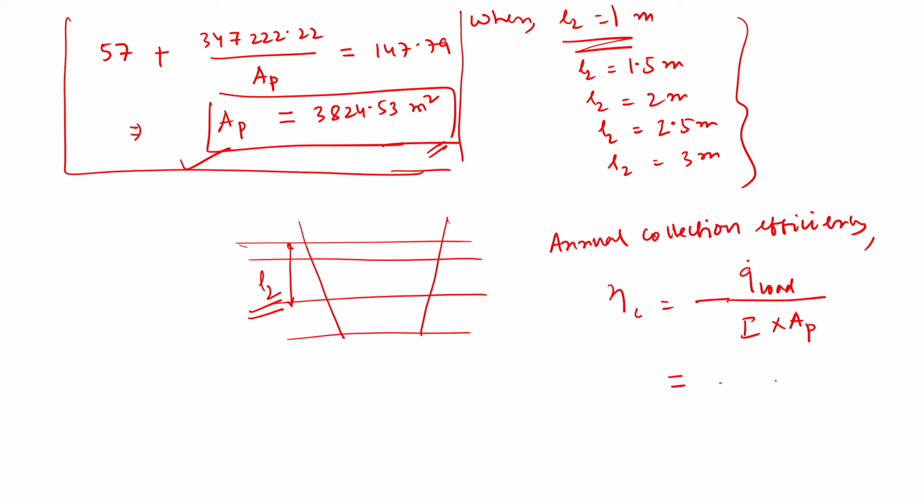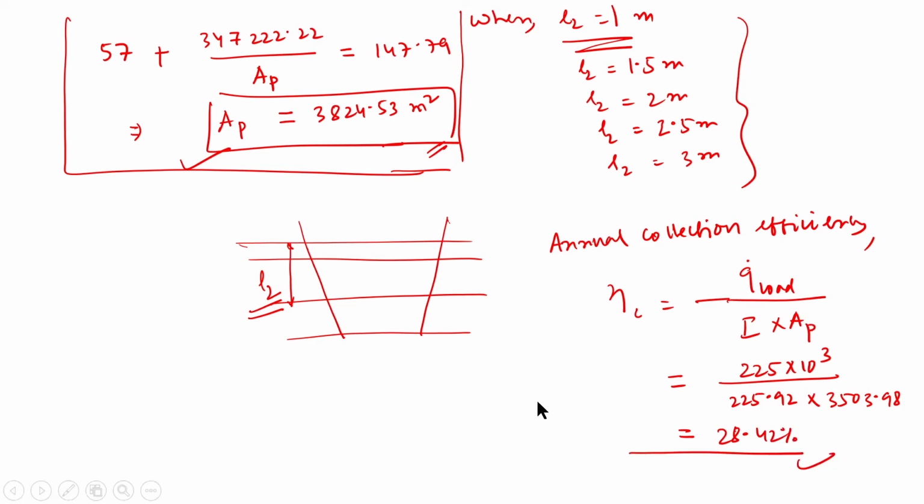Okay. Since we know the optimum values, maybe any values we can take, maybe for L equal to 1 or 2 or maybe 3, then we can see what will be the value of annual collection efficiency. Okay. So, 225 into 10 cube, then we have 225.92 for I in watt per meter square, and then if we consider L equal to 2, AP is something like 3503.98, then its collection efficiency will be 28.42%. Okay. So, that way you can calculate the collection efficiency, right.